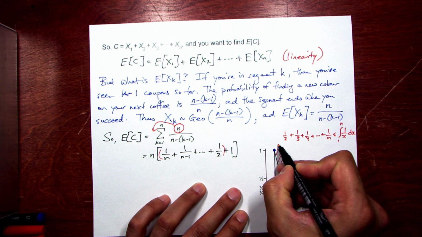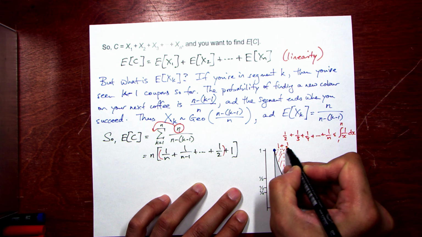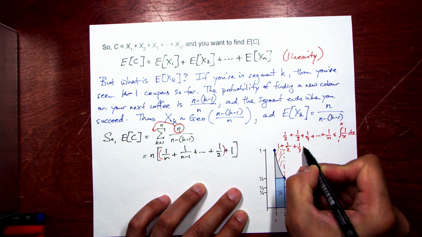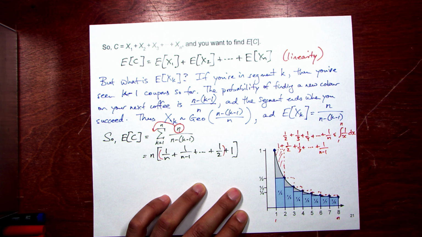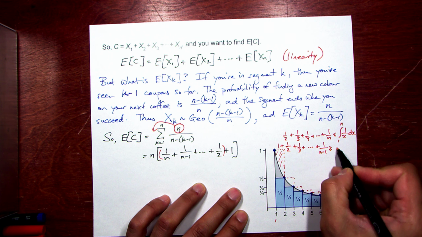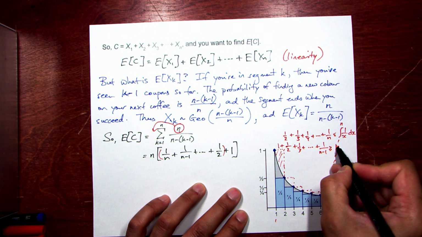So what integral is it? It'd be 1 plus a half plus a third, plus 1 over n minus 1. That is bounded below by the same integral.